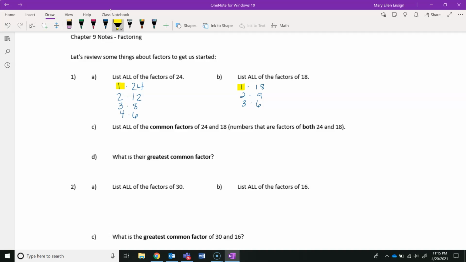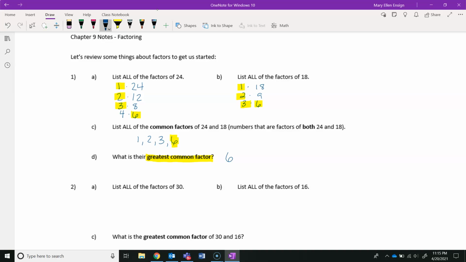We have 1 is in both lists, 2 is in both lists, 3 is in both lists, 4 is not, 6 is, 8, 12, 24, none of those are over here, which also means that none of these match up. 8, 9, and 18 don't match up with anything on the 24. So if I'm looking at all of the common factors, we have 1, 2, 3, and 6. We want to know what the greatest common factor is. It's just the biggest factor that they have in common, just like it says. It's going to be 6.